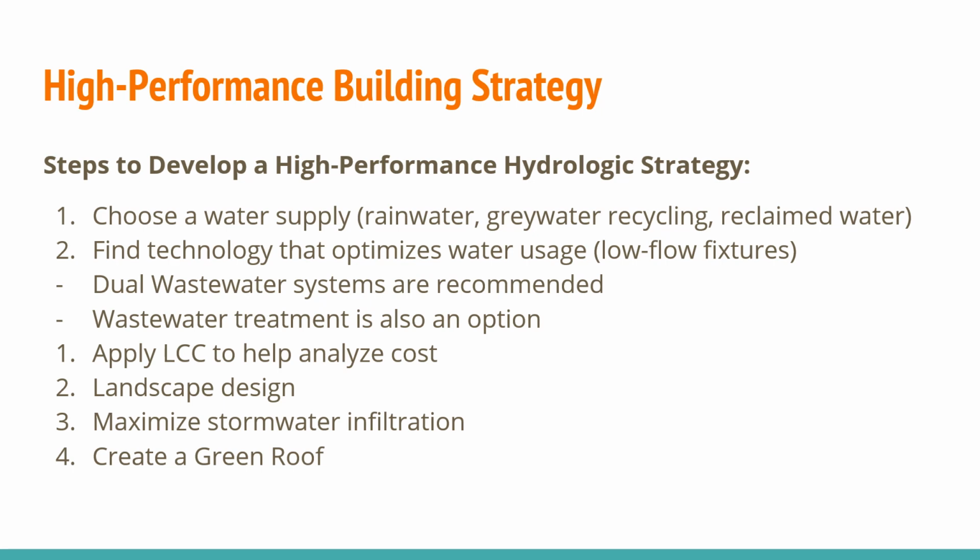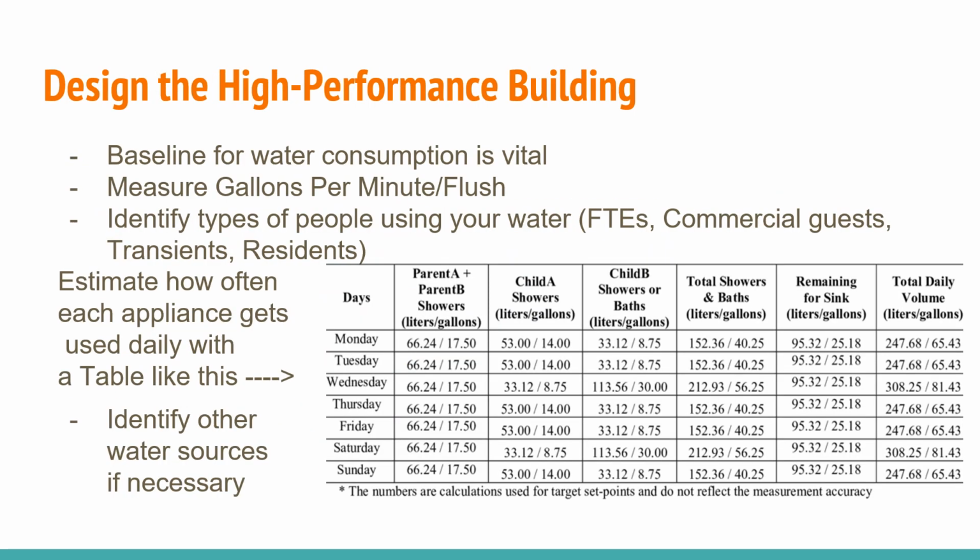We want to, again, apply that life cycle costing to help analyze the cost of this over time. And we want to make sure that our landscape is optimizing the amount of stormwater infiltration. You can also create a green roof for this, which we'll go into a little further. But those are some keys for that high-performance building strategy right now.